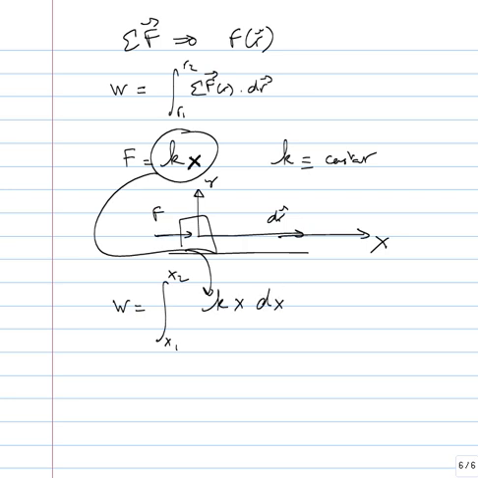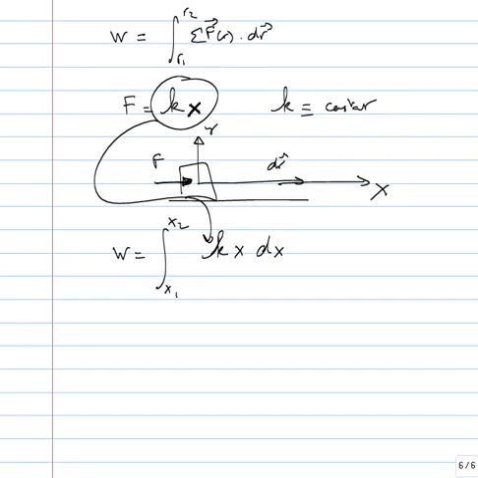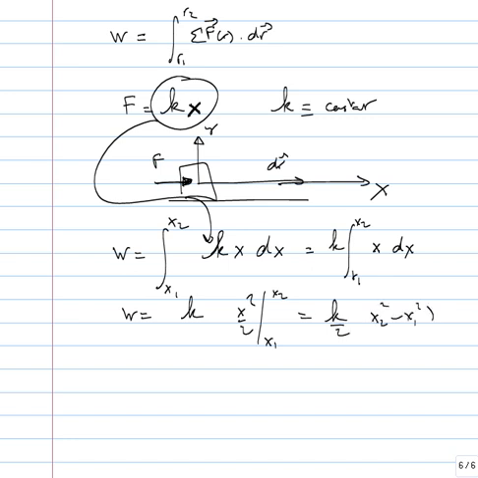Since F is going in the same direction as my dr, the dot product will just give me the product of kx and dx. So once I got to this point, it's very easy. I just need to integrate. K is a constant, I can take it out, and I just need to integrate x dx, and that's pretty trivial. This becomes x squared over 2. Therefore the answer would be k over 2 times (x2 squared minus x1 squared).